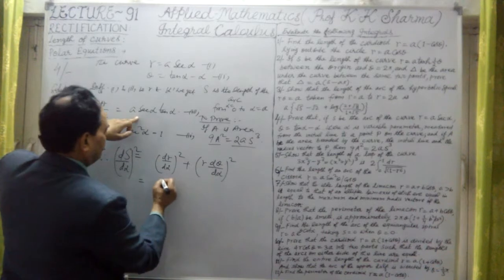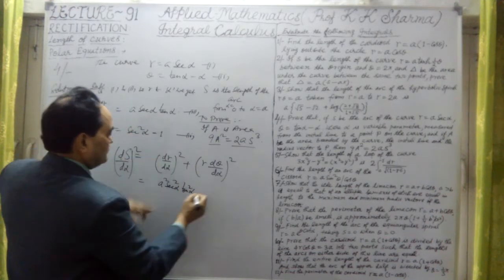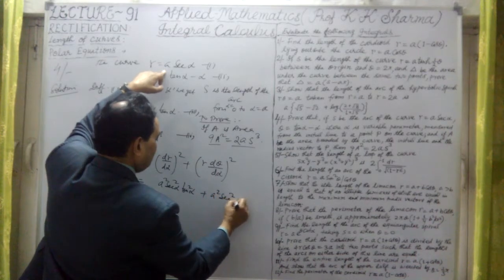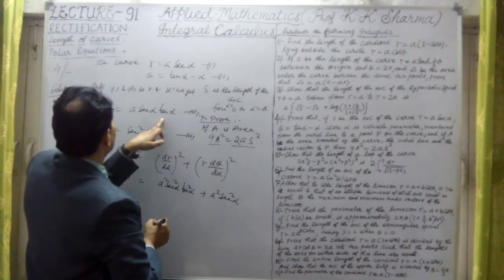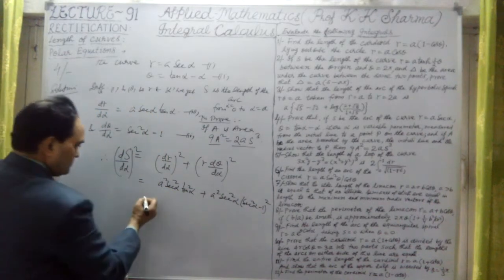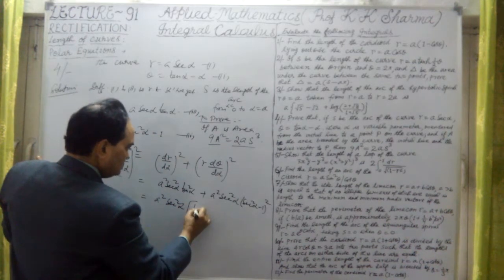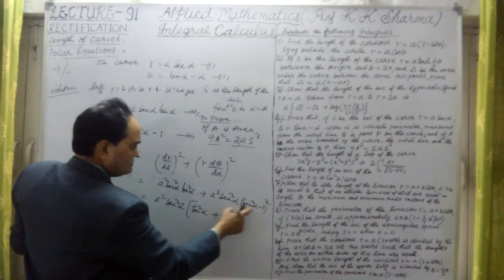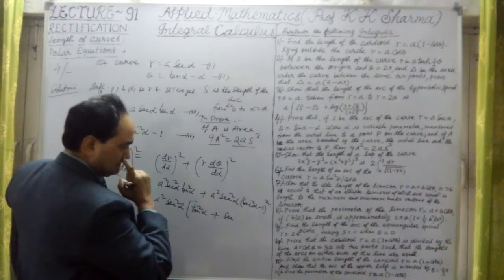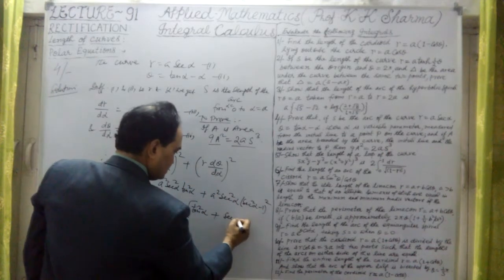dr upon d alpha squared is a square sec square alpha into tan square alpha, plus r square, where r square is a square into sec square alpha, and d theta by d alpha squared is sec square alpha minus 1 whole square. Okay, so now let me take common a square into sec square alpha. First, tan square alpha is left over, plus, from this, sec square alpha minus 1 whole square.